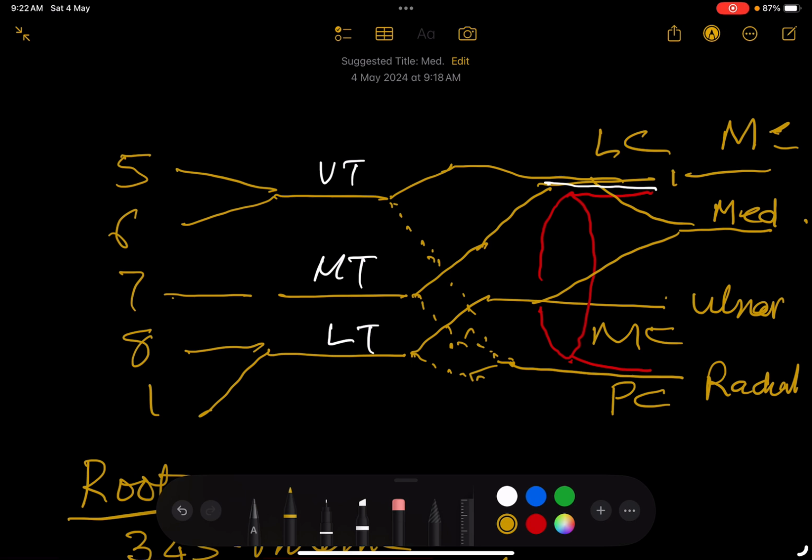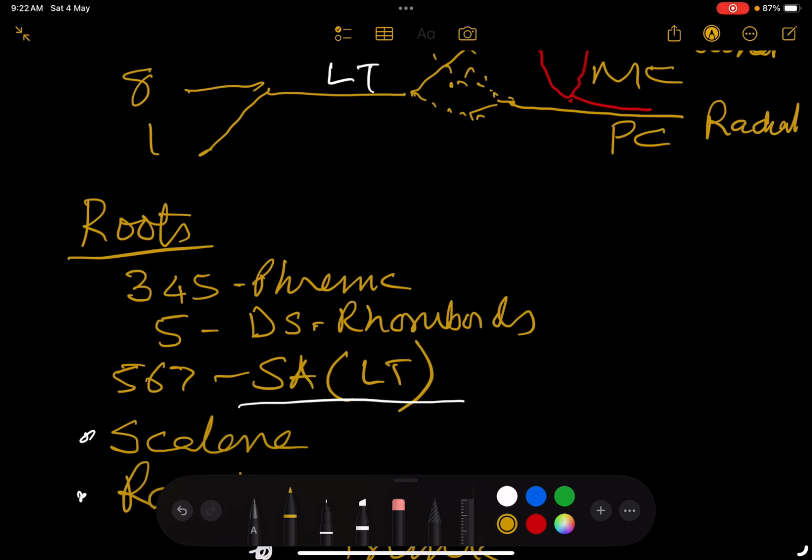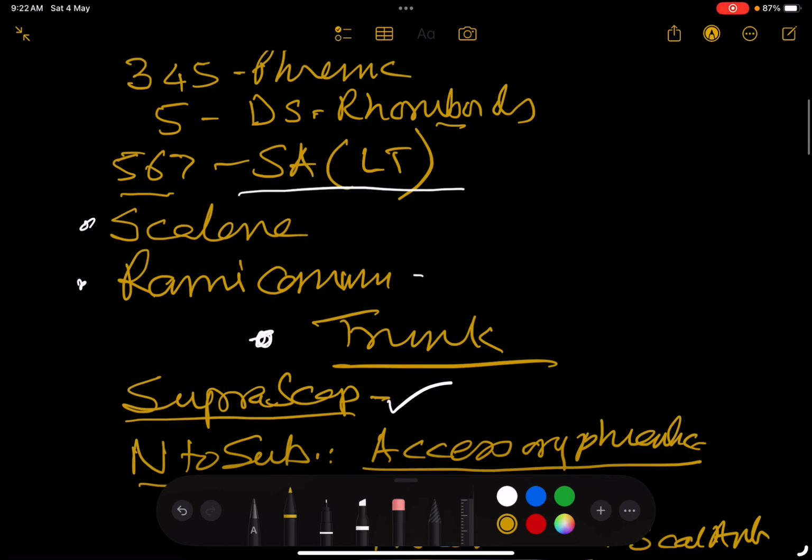The lateral cord continues into the musculocutaneous nerve, the medial cord into the ulnar nerve, and the posterior cord into the radial nerve. The branches of the roots are C3, 4, 5 phrenic, C5 nerve to rhomboids or dorsal scapular, and C5, 6, 7 nerve to serratus. They supply all the scalenes, medius, anterior and posterior, and give rami communicantes to the sympathetic trunk.